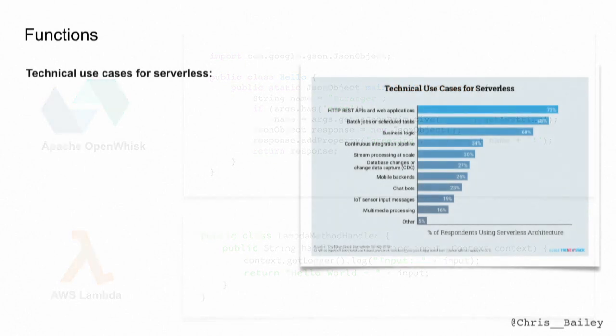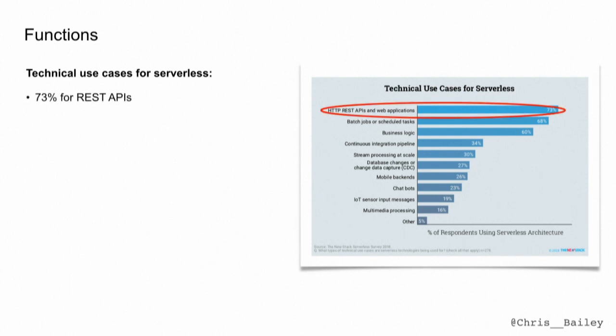Let's compare this to what people are using functions for. This is the new Stacks serverless survey from last year. They asked people who are writing function-based applications what they're using them for. The number one use case, 73% of people, are building REST APIs. Interestingly, another 26% said they're building mobile backends, which are typically REST APIs. So there's a huge amount of usage of functions to build REST APIs.